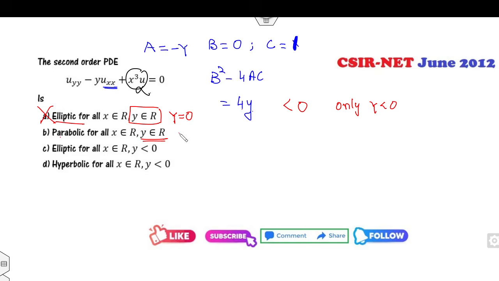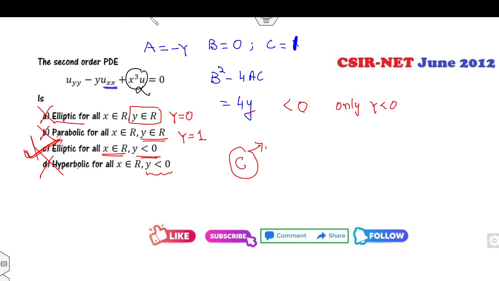Parabolic for all y, that's wrong. If you take y equal to 1, it is positive, then it is not parabolic. If you take elliptical, y is less than 0, yes. If you take y less than 0, this is always negative for all values of x, because this number is independent of x. Yes, this option is correct. Hyperbolic when y is less than 0? When y is less than 0, this is elliptic. So the right answer is C, that is the correct option.